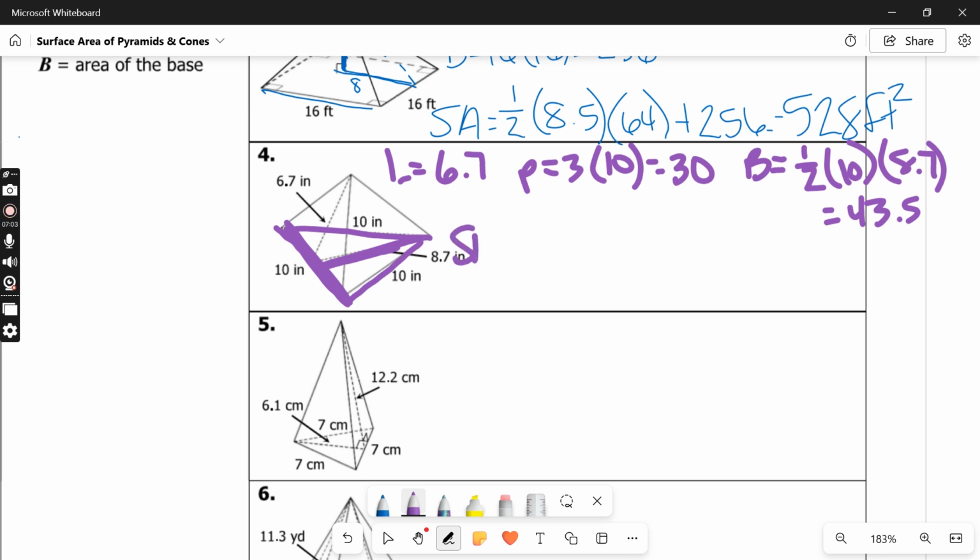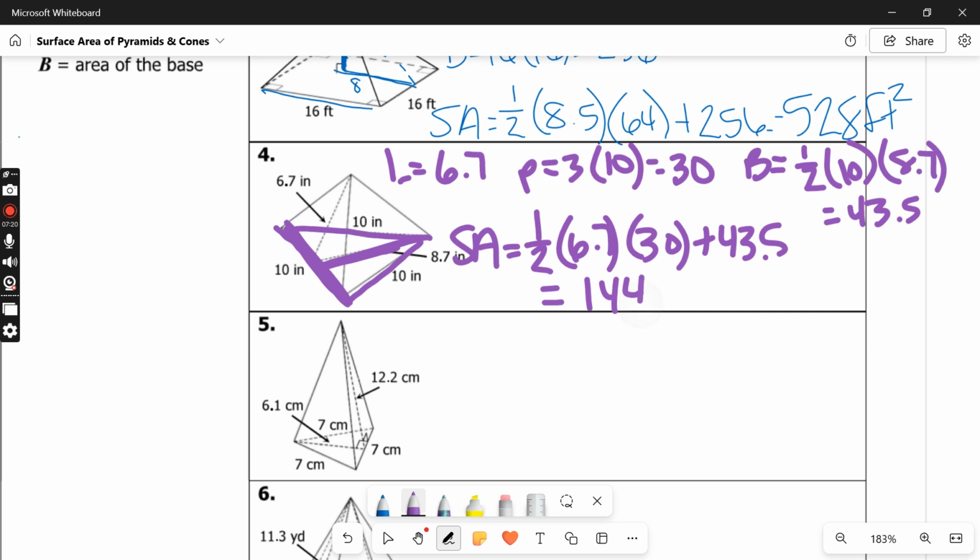So my overall surface area is going to be 1/2 times 6.7 times 30 plus 43.5. And when I add all of that together, I get 144 inches squared.